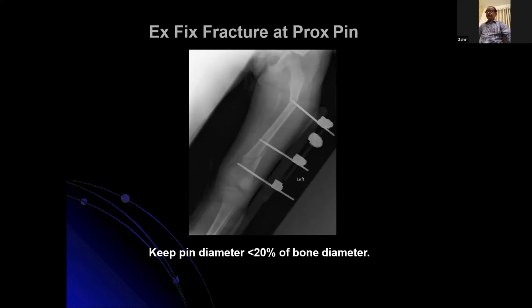External fixator: fracture at the proximal pin. Here we see the proximal pin, there is a fracture through the pin track. So don't use a pin larger than 20% of the bone diameter. This picture shows it nicely here.